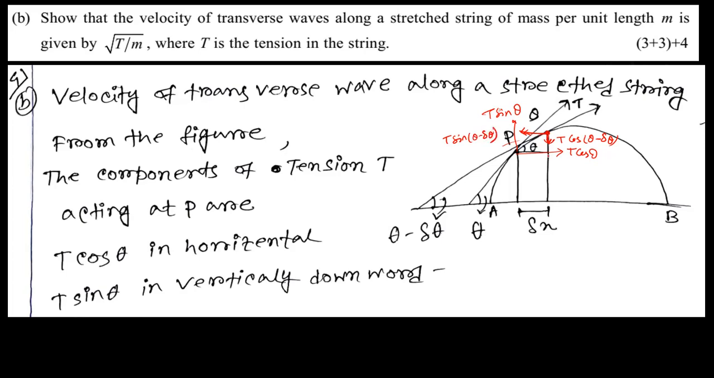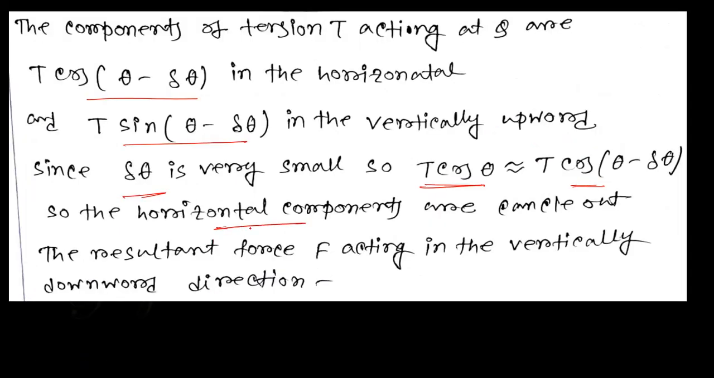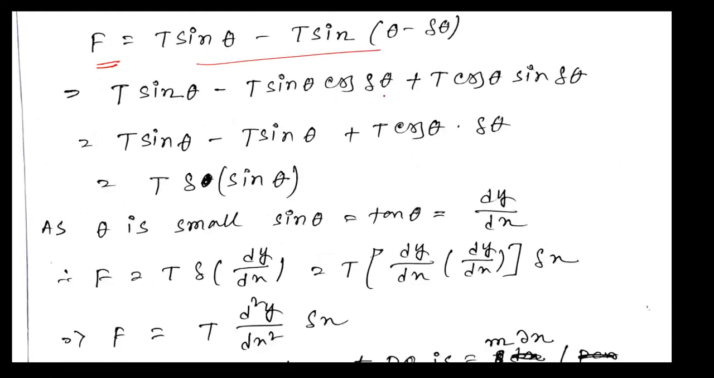Along the horizontal, the components cancel out, so the horizontal component is 0, and the vertical component gives the resultant. So we get F equals T delta sin theta, because the other terms cancel out. As theta is very small, tan theta is equal to sin theta, which is nothing but dy/dx. So sin theta can be written as dy/dx, and F can be written in this form.